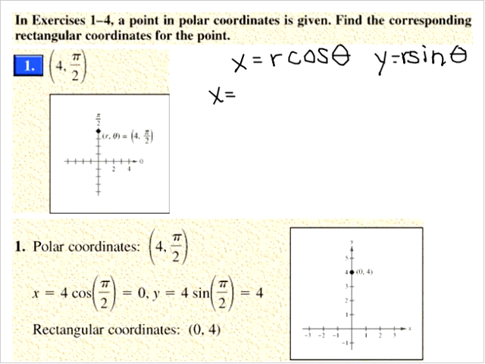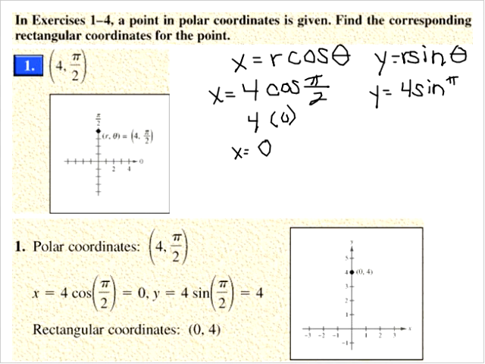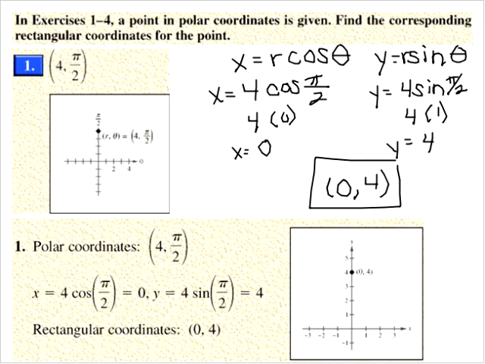So to find x, we have 4 cosine of pi over 2. And cosine of pi over 2 is just 0. So 4 times 0 is 0. And for y, we have 4 sine of pi over 2. And sine of pi over 2 is actually 1. Right? So 4 times 1 is 4. So in rectangular coordinates, we get the point (0, 4). And if you look, they actually are plotted at the same spot in both polar and rectangular coordinates.